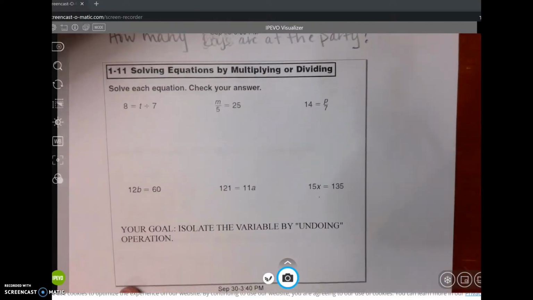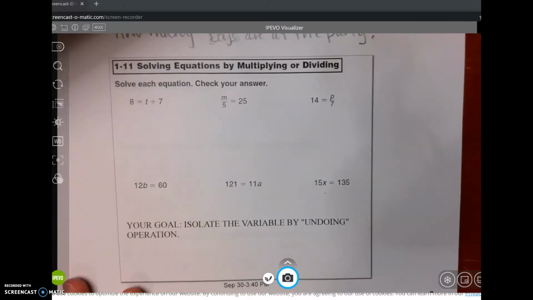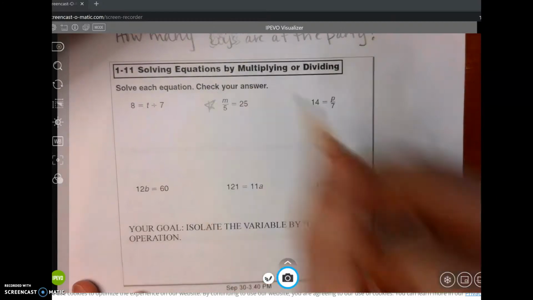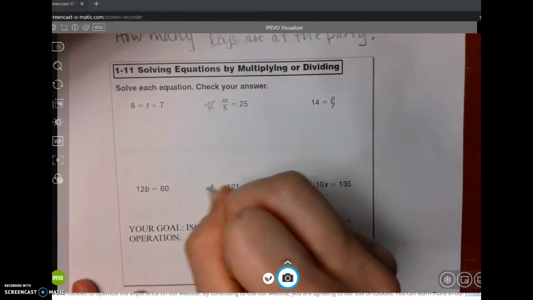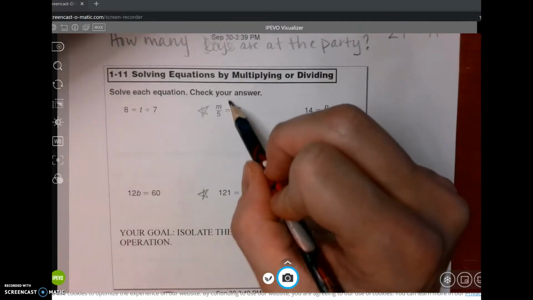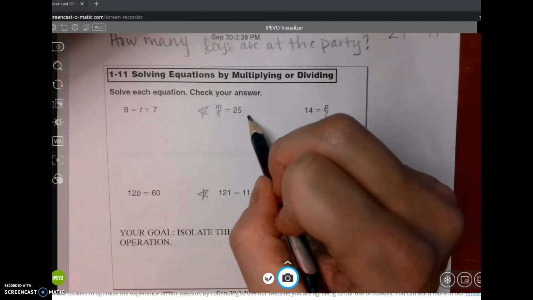Okay. And then the last section we had was solving equations by multiplying or dividing. So we'll do one of each. Let's do this one and this one. So this fraction means division. It's m divided by 5 equals 25.